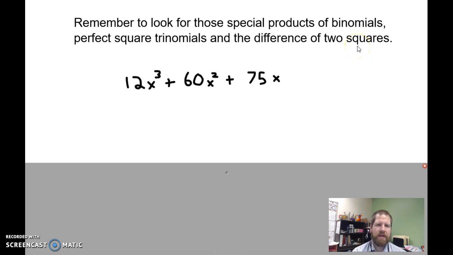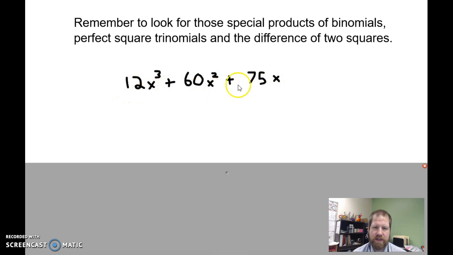Alright, and the idea behind this lesson is even when we have a trinomial like this one that is not a perfect square trinomial or the difference of two squares, it could be that when we pull out the greatest common factor, that's what we're left with. Okay? And it's mostly just a reminder to check to make sure that there isn't a perfect square trinomial or a difference of two squares that we can use a formula to figure out quickly.